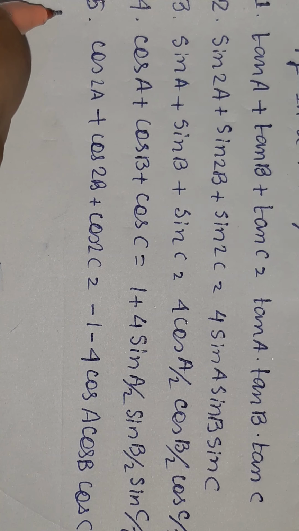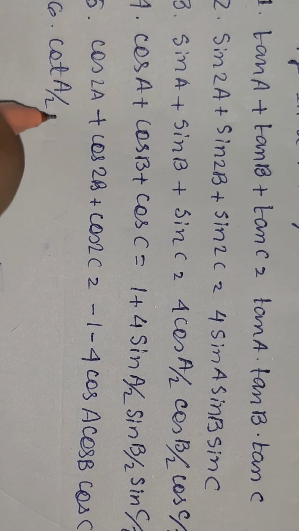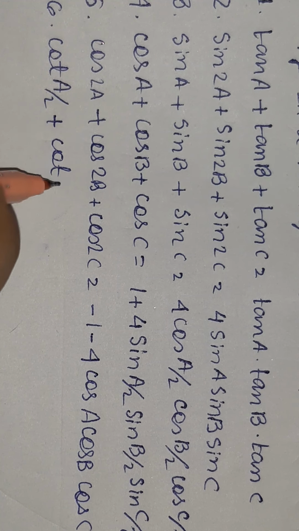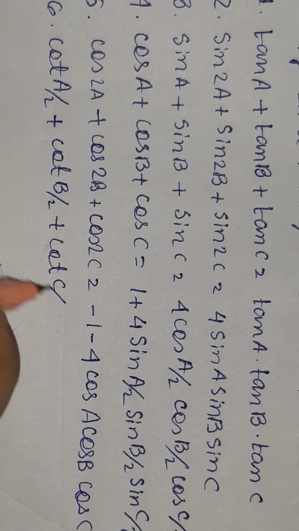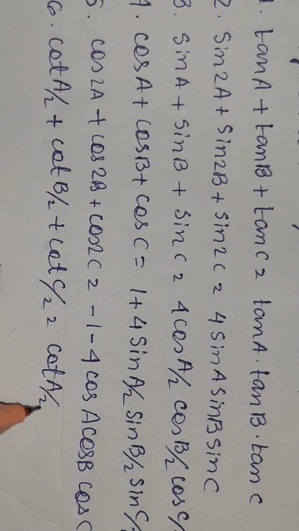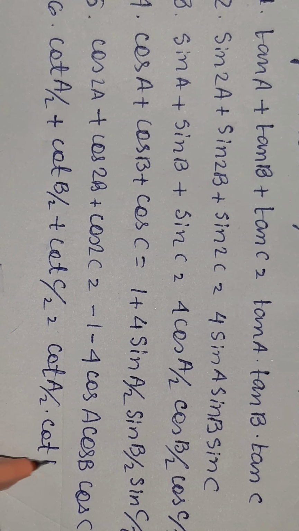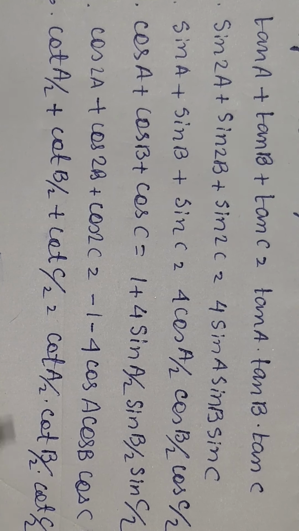And the sixth is cot A by 2 plus cot B by 2 plus cot C by 2 is equal to cot A by 2 into cot B by 2 into cot C by 2.